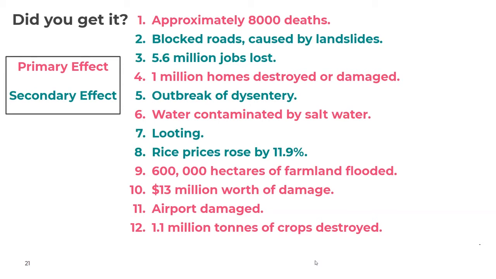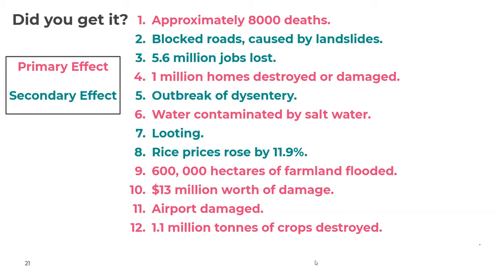Number 2, blocked roads caused by landslides, secondary effect. Number 3, 5.6 million jobs lost, secondary effect. Number 4, 1 million homes destroyed or damaged, primary effect. Number 5, outbreak of dysentery, secondary effect. Number 6, water contaminated by seawater, primary effect. Number 7, looting, secondary effect. Number 8, rice prices rose by 11.9%, secondary effect.